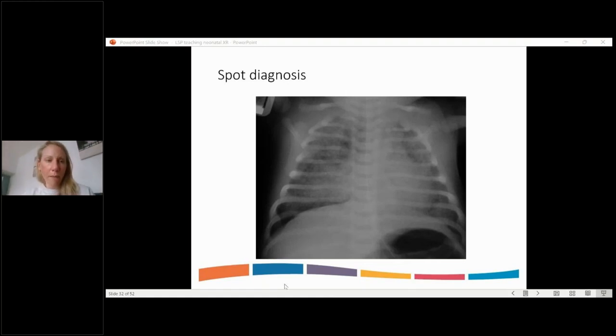This one is a term baby, if that helps. So think about your common respiratory conditions that affect term babies on NICU. Okay, we've got one vote in for meconium aspiration and a couple more coming now. Yes, so this is typical for meconium aspiration.